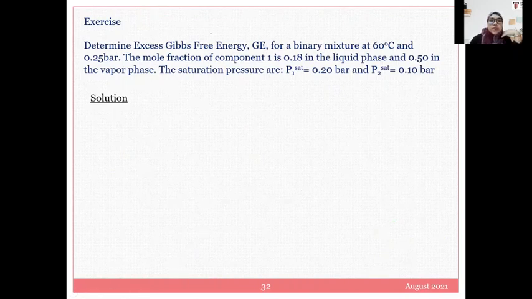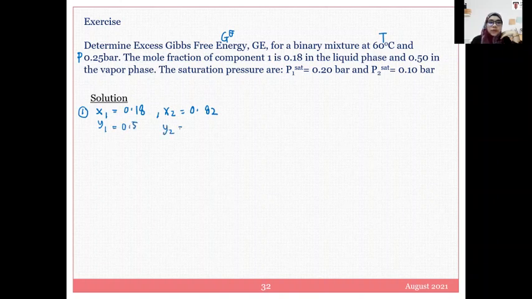Determine the excess Gibbs energy, GE, for a binary mixture. The temperature is given, the pressure is also given, and the mole fraction of component 1 is 0.18, so component 2 is 0.82 in the liquid phase. In the vapor phase, Y1 is 0.5, so Y2 equals 0.5. The saturation pressure for both species is also given.